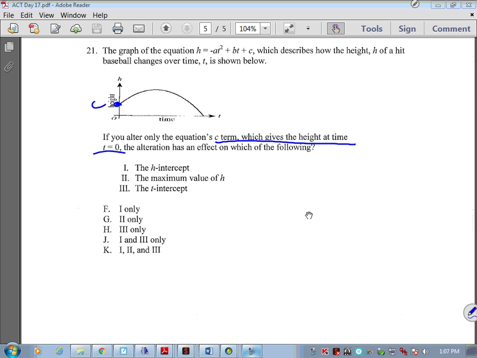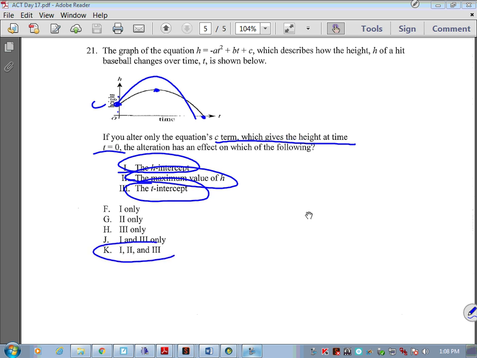Okay, will it have an effect on the h-intercept? Yeah, because if we move it up or down, right, that is my h-intercept. So it'll have to have an effect on that. What about the maximum value of h? Will it change this peak at all? Should, right? Okay. Will it change where we intercept the t at? Possibly, because we change our angle of attack. It may go like that, correct? Okay, so just looking at it visually, that's where we're going to get 1, 2, and 3. The biggest part of that is understanding what c is, and c is this point right there.